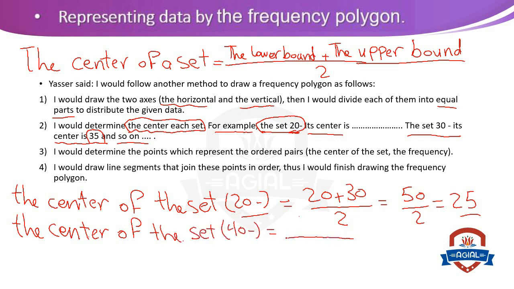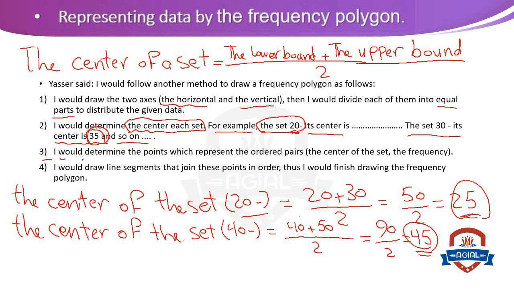And the center of the set 40 is its lower bound plus its upper bound, all divided by 2, so we have 40 plus 50 equals 90, divided by 2 equals 45. So we noticed that the center of the first set is 25, the second set is 35, and the third set is 45. To find the center of the next set, we add 10 to 45, because we start from 25, then 35, then 45, so the next will be 55.